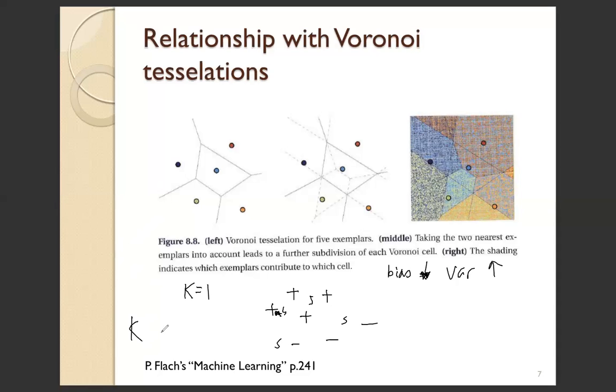Now, if your k is large, then your bias will increase, but the variance will drop. Now, how do you see that?